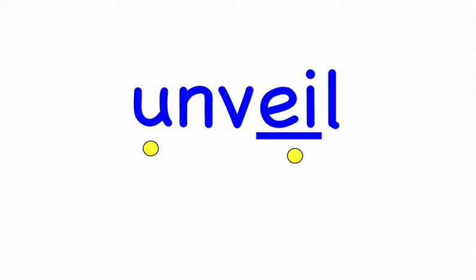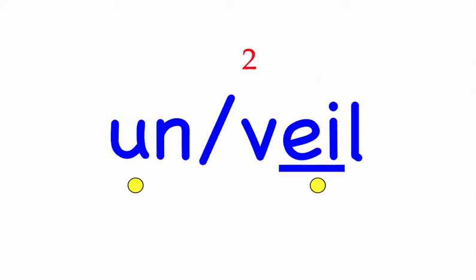Now we divide the word into syllables. Finally, we associate vowel group numbers with our vowel sounds. Unveil. Here, EI is representing the long A sound, so that's vowel group 6. If it represented the long E sound, it would be vowel group 4.